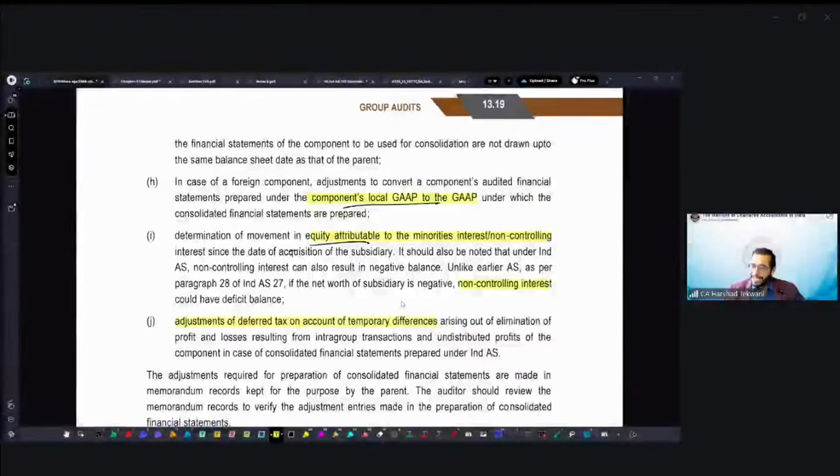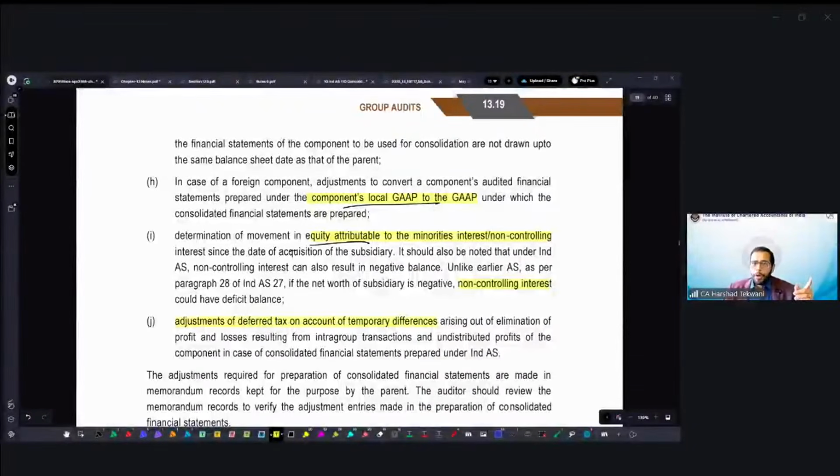Again, part of Ind AS 110. Ind AS 110 says that you should look into this, the management is required to look into this, and you are required to audit this. Clear? Pretty much straightforward: whatever current period consolidation adjustment management is required to make, you are required to audit those things. And you need to understand that those are basically in line with the applicable financial reporting framework.